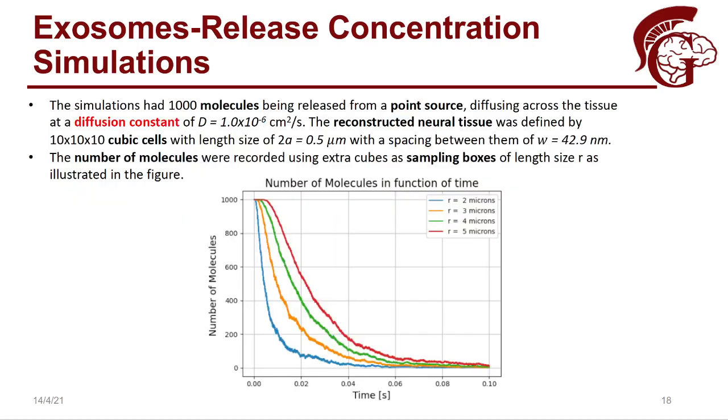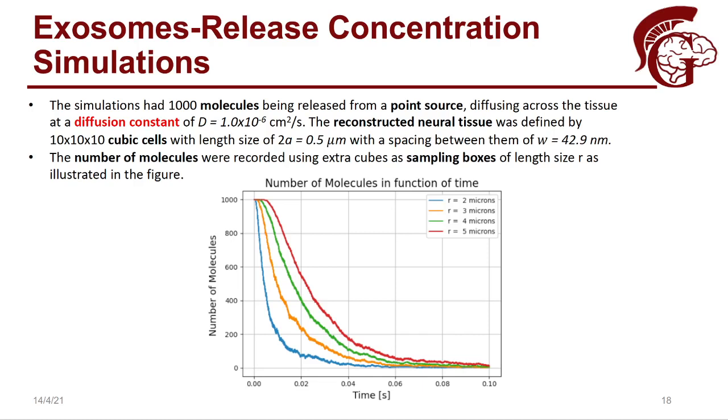So using the reconstructed brain extracellular space, we simulated the diffusion of molecules through the tissue. The simulations had 1,000 molecules being released from a point source and a diffusion constant of 10 to the minus 6. The reconstructed neurotissue was defined by 1,000 cubic cells with a length of 0.5 microns and a spacing between them of 42.9 nanometers, which makes 20% of the total volume.